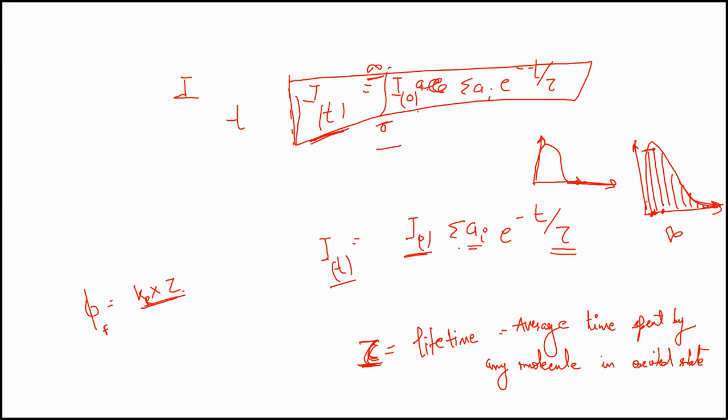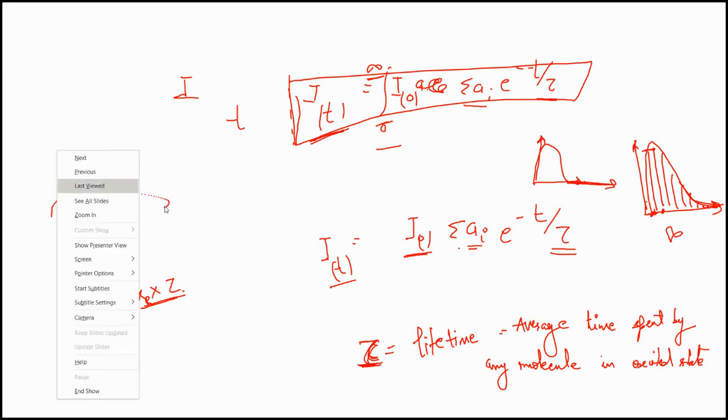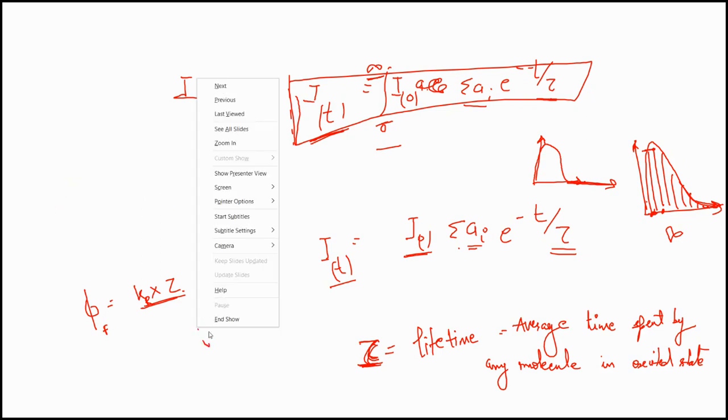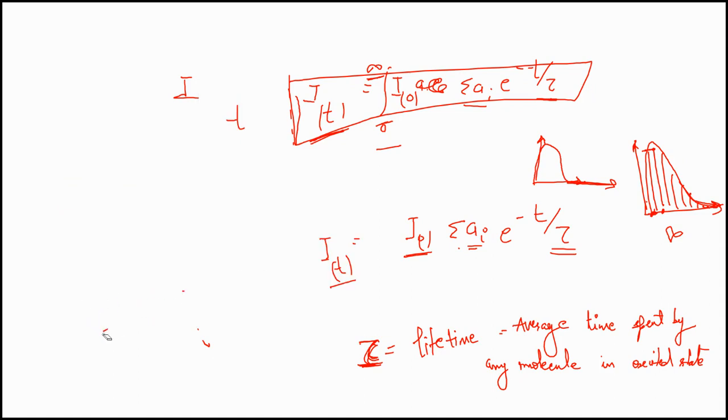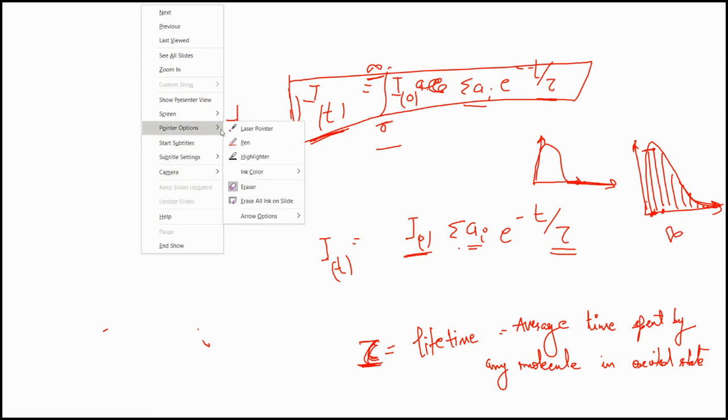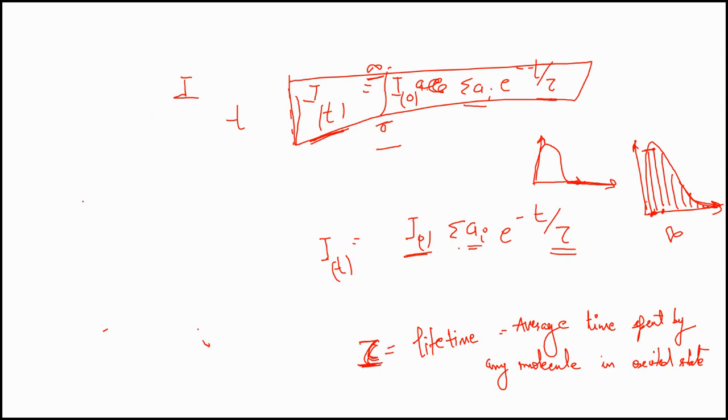Now what is each one? The amplitude and the time. When you see this equation, there are two factors, Ai and tau. These are the two parameters on which the intensity depends.